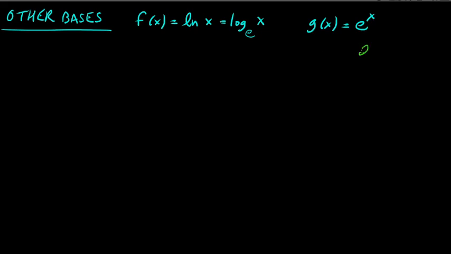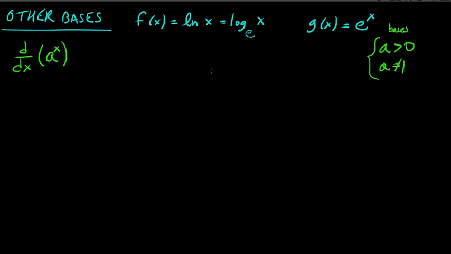But there's nothing wrong with doing 2 to the x, right? Or log base 5 of x. So what happens when the base is not just e? Okay. So the first thing we want to do is figure out the derivative of, let's say, a to the x, right? Where a is going to represent any positive number other than 1. Right? Those are the legitimate bases here. Right, so we're using a for the base.